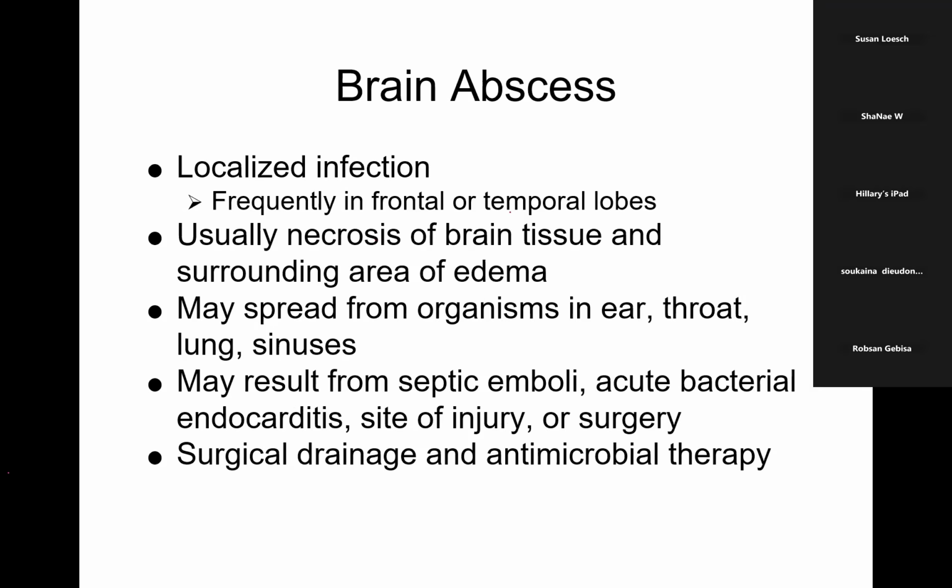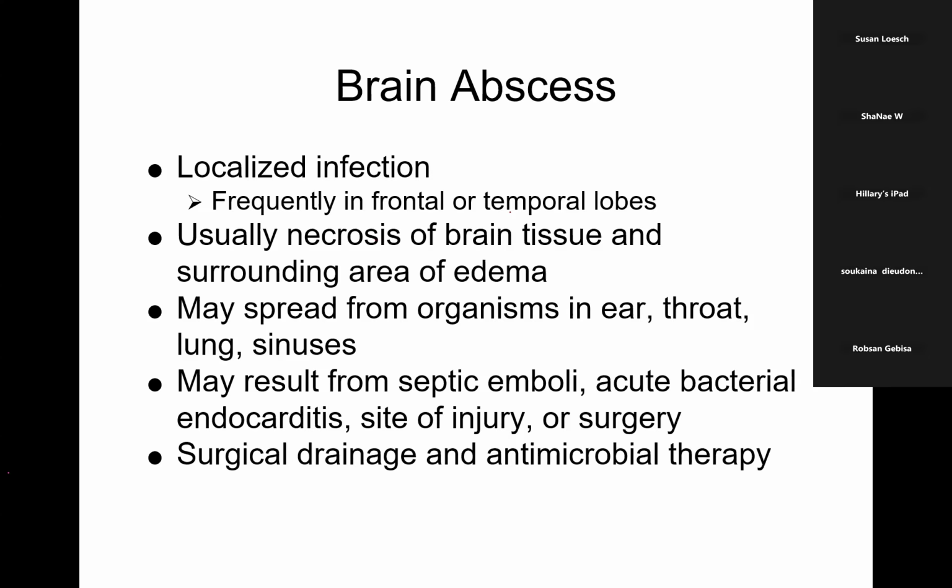All right, next is brain abscess. This is a localized infection that usually occurs in the frontal or the temporal lobes. There's usually necrosis of the brain tissue. And remember, I said necrosis of the brain tissue is going to be liquid usually. Okay? And it'll create like a crater or a hole there. And the area around it is going to be edematous.